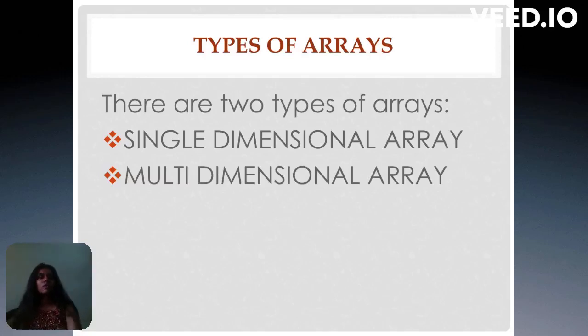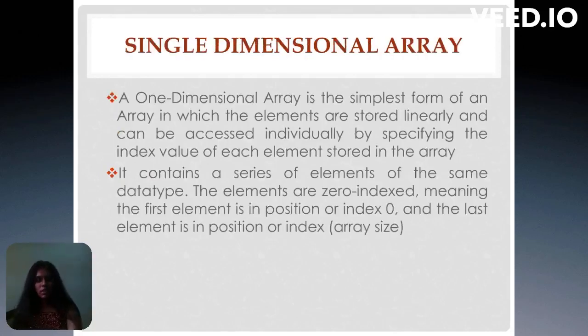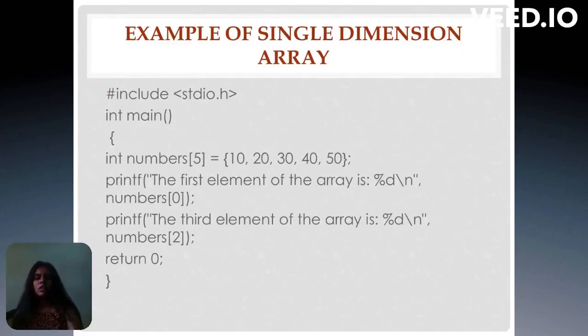So, types of arrays. There are mainly two types of arrays: single dimensional array and multi-dimensional array. The first one is the single dimensional array, which is the simplest form of an array, in which the elements are stored linearly and can be accessed individually by specifying the index number. It contains a series of elements of the same data type, and the elements are zero indexed, meaning that the first element's index is 0, and the last element is according to the array size. Here is an example of a single dimensional array.